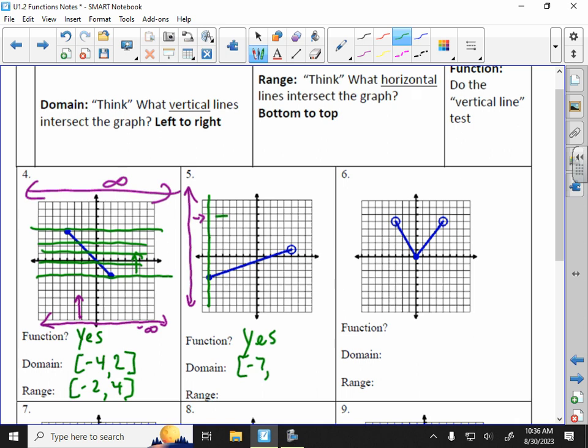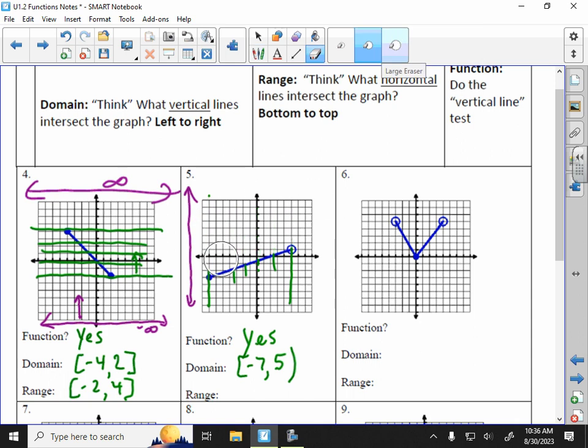When x is negative 7, and we use a bracket because it's a closed circle. And we slide that vertical line all the way across, and it continues to hit everywhere, all the way to this point right here. That's where it stops. And so we need the x value of where it stops. And so it looks like 1, 2, 3, 4, 5. And because of the open circle now, we use parentheses.